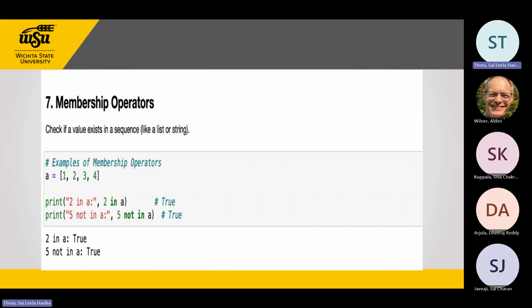Next, membership operators. Membership operators, in simple terms, check whether a particular value exists in a list or a string. For example, here I consider A equal to 1, 2, 3, 4, and I'm trying to print 2 in A. Is 2 in A? Yes, 2 is in the list. And 5 not in A. Of course, 5 is not in the list, so that is also true, as 5 is not in the list.